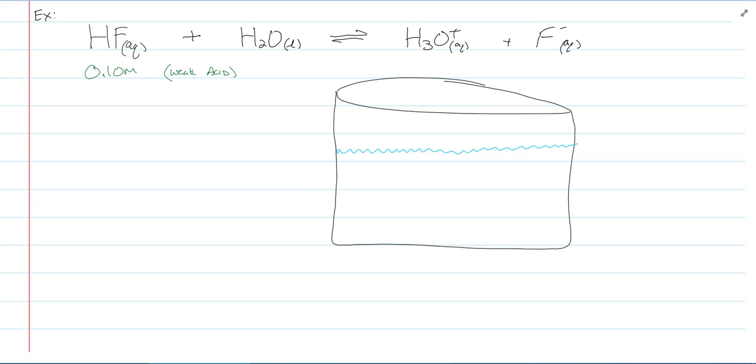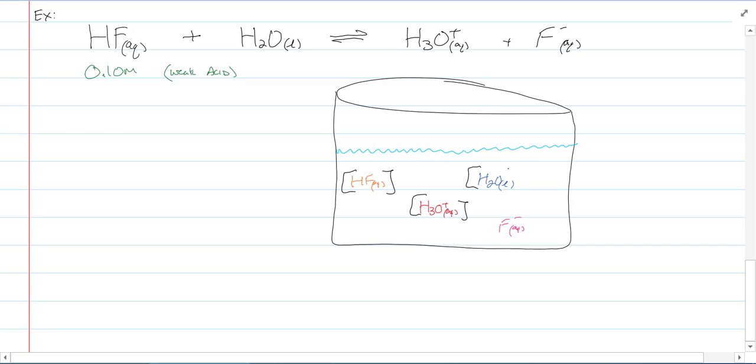So in here, I will have HF. And I will have, of course, water. I don't want purple for water, I want blue for water. A lot of water. I'll have hydronium, and I'll have fluoride. I have concentrations of all of these. They're all in there. A lot of water, but they're all in there.